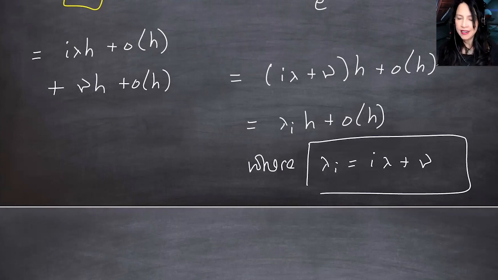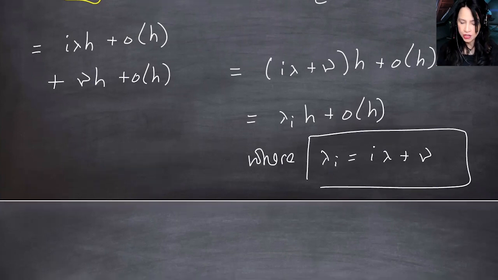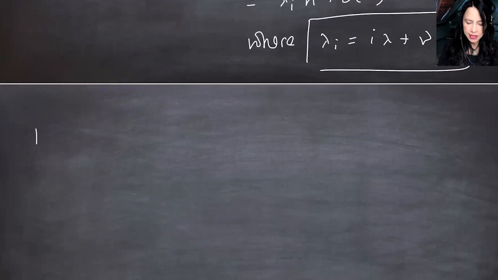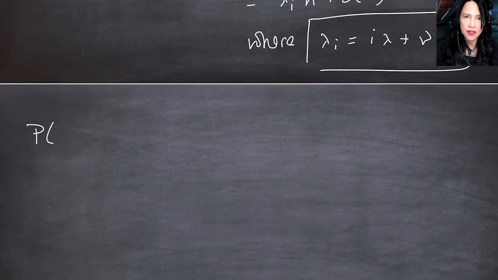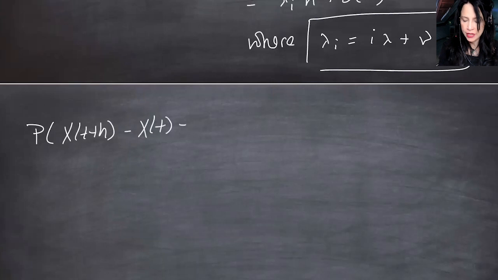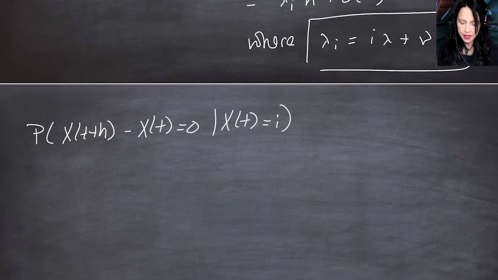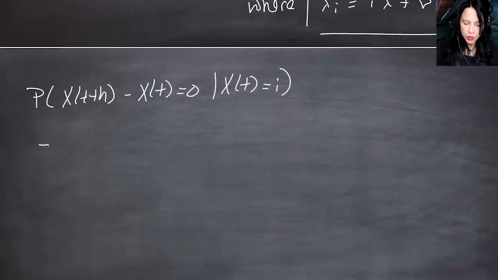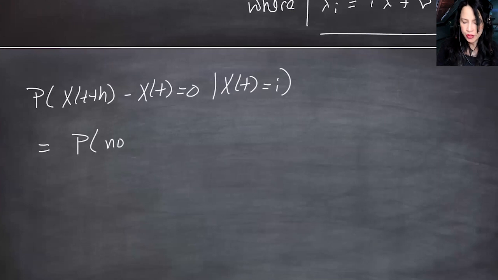To finish this off, we need to pick another one of the three conditions for a birth process. I think the 0 condition is easier than dealing with all changes greater than or equal to 2. So X of t plus h minus X of t equals 0, given X of t equals I. This is just one thing that can happen here. This is no birth, or 0 births, and no immigration.